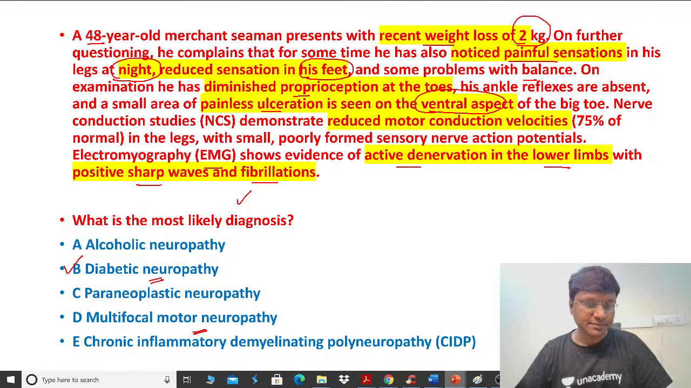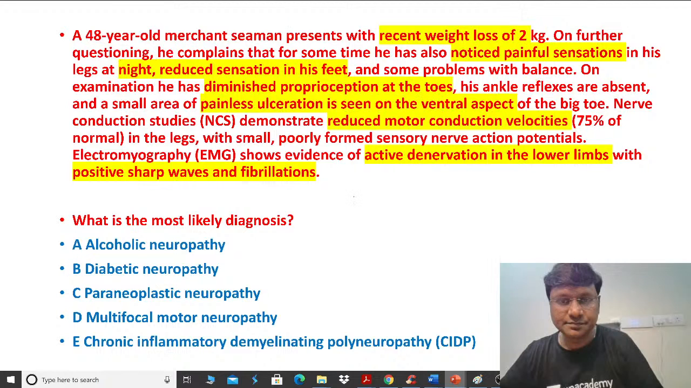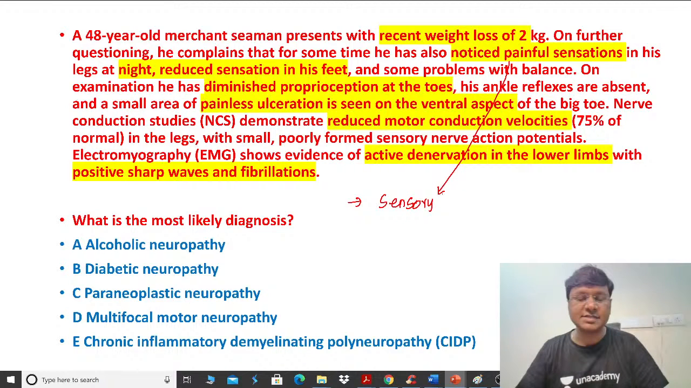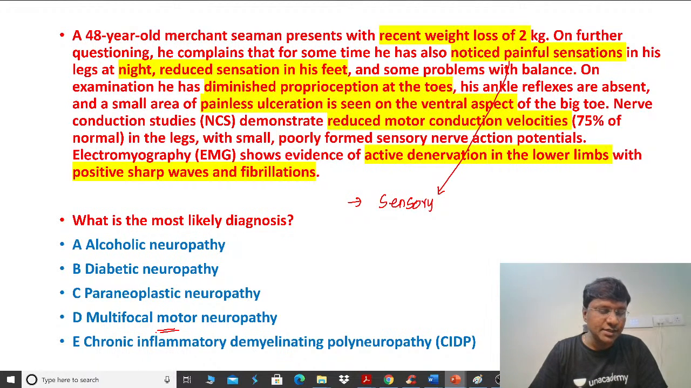Multifocal motor neuropathy. It is not just only motor neuropathy. In these individuals, you also have sensory symptoms. So what are those sensory symptoms? Painful sensations. These are the sensory symptoms. So when there is presence of sensory symptoms, you cannot go with multifocal motor neuropathy.